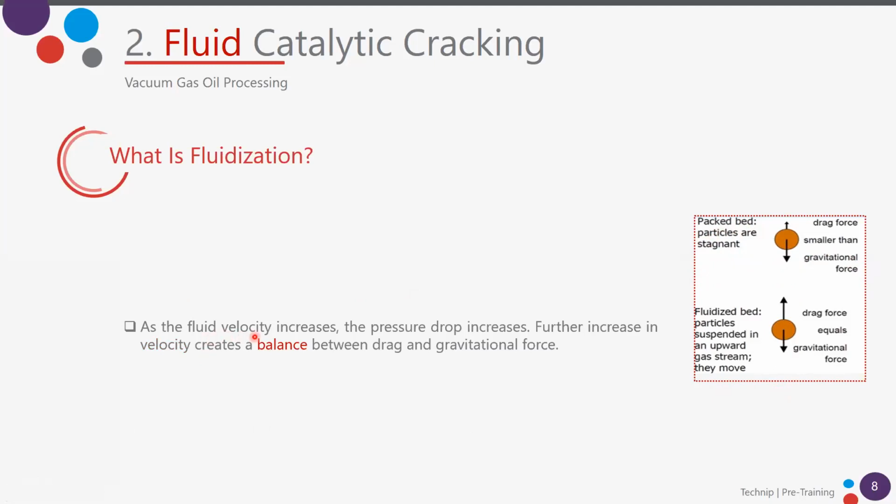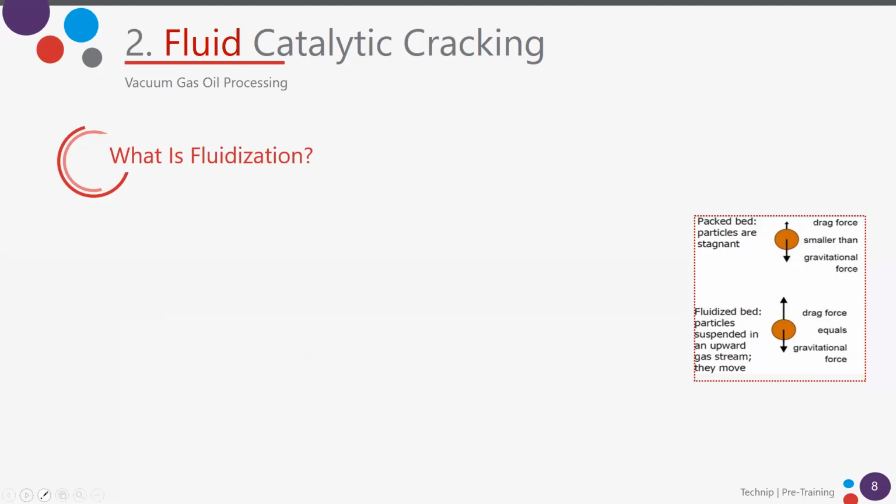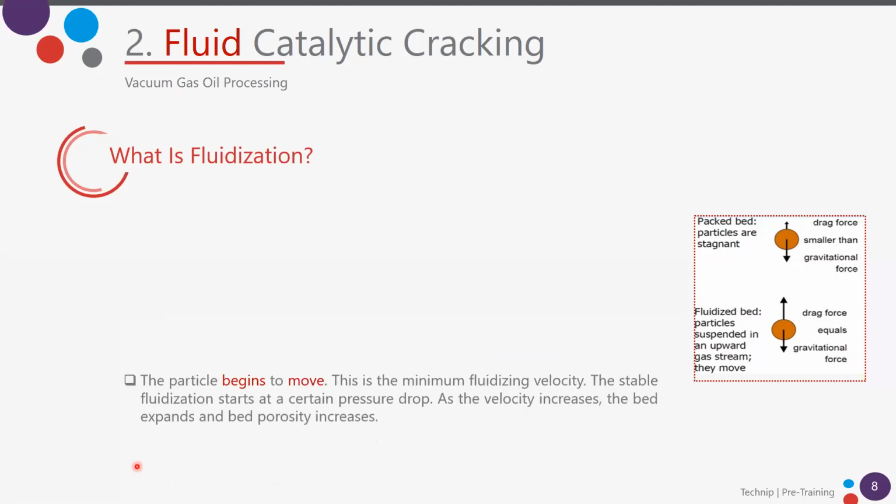As the fluid velocity increases, the pressure drop increases, and further increase in velocity creates a balance between the drag and the gravitational force. So you will start to increase this drag force until you have the balance between this drag force and the gravitational force. Okay. So here the particle begins to move. This is the minimum fluidizing velocity.